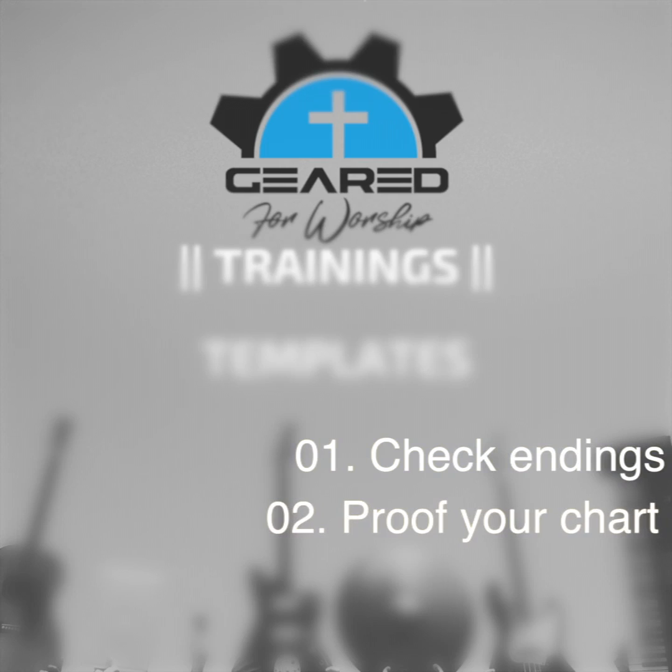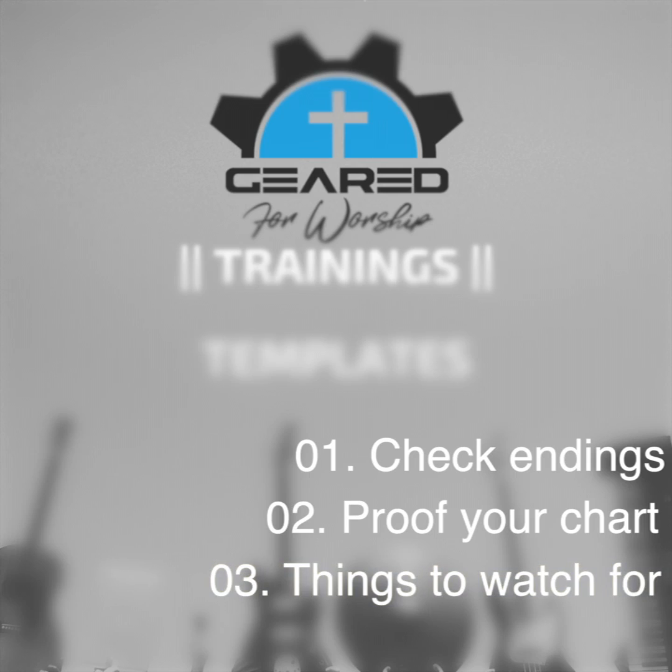Number 2, proof your chart. They say that these are designed to work with praise charts, but all that really means is they are based off of the same recordings. 3, things to watch for. Mixed meters in wrong locations, wrong time signatures, and wrong terminology. Make sure that you use an actual chart to proof these with.